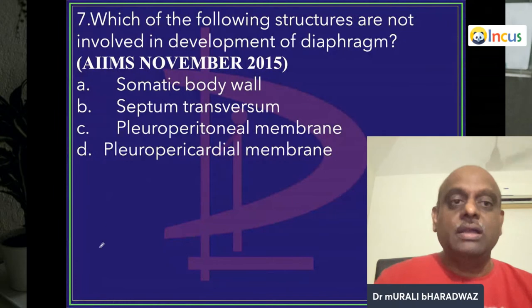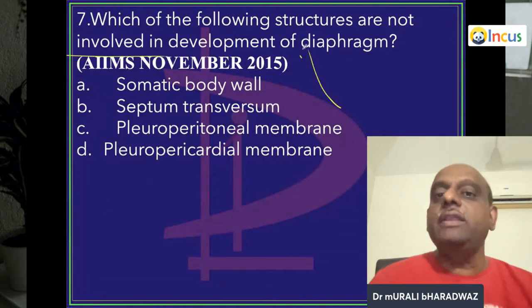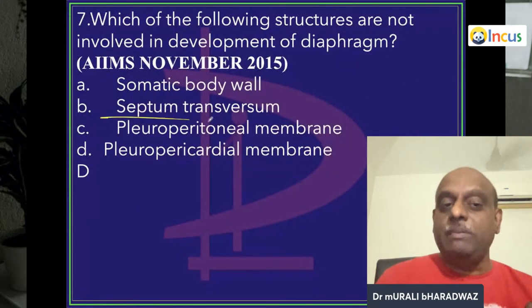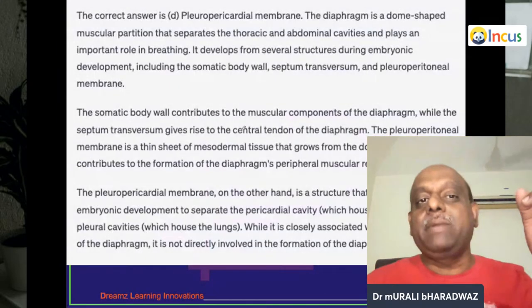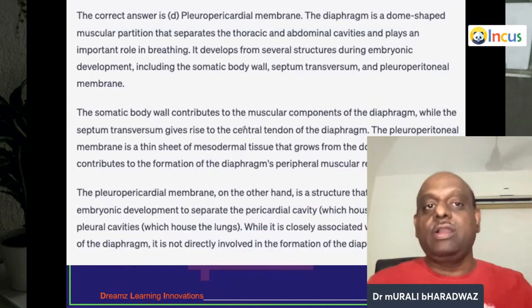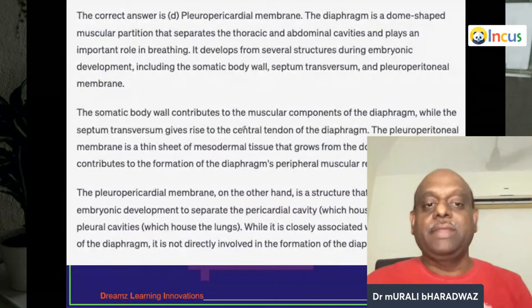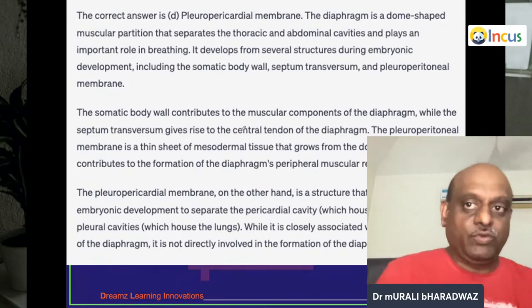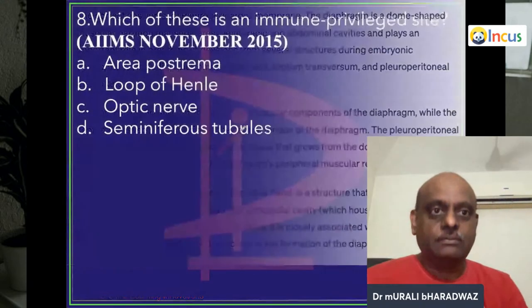Now, what structure is not involved in the development of the diaphragm? Somatic body wall, septum transversum, pleuroperitoneal membrane, all of them are involved in the formation of the diaphragm, is what you need to remember.